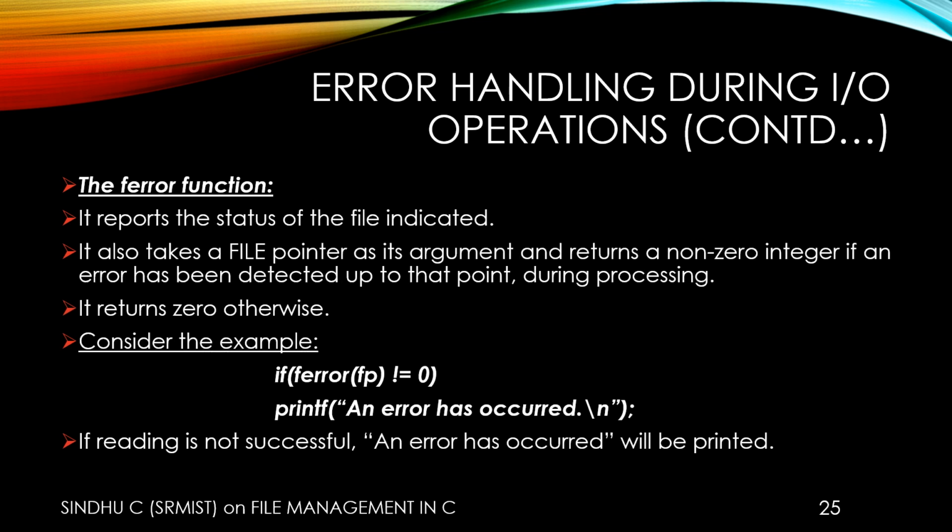The second is the ferror function. It reports the status of the file indicated. It also takes a file pointer as its argument and returns a non-zero integer if an error has been detected up to that point during processing. It returns 0 otherwise. So here you have an example: if ferror(fp) is not equal to 0, then it prints an error has been detected. So if reading is not successful, this error statement will be printed. An error has occurred.